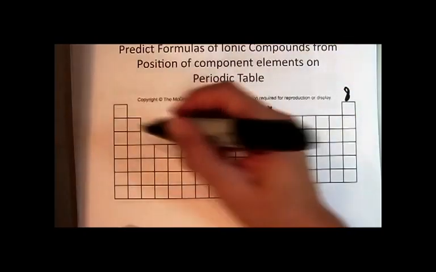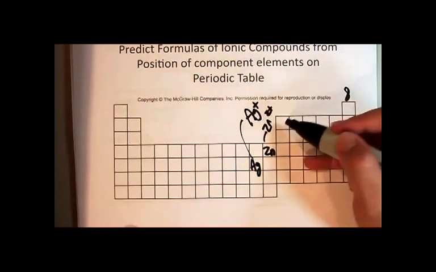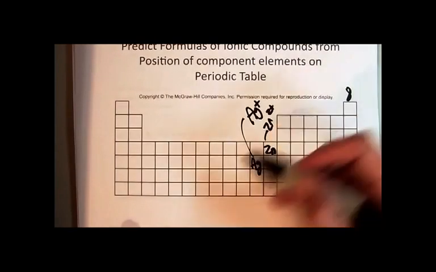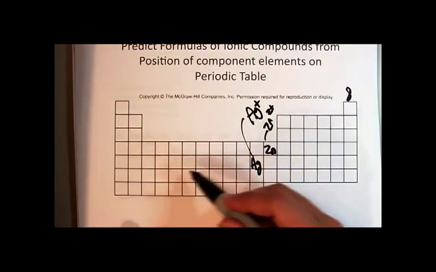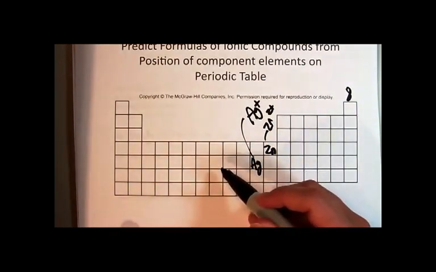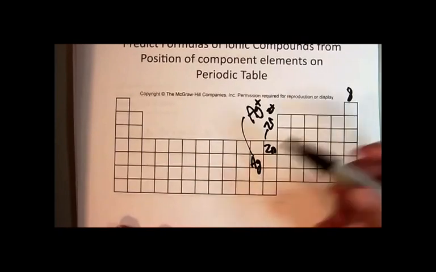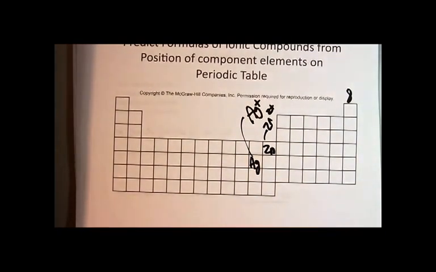All the other metals from groups 1, 2, and 3, you can predict. The rest of the transition metals, we'll have to use a Roman numeral to decide. And as you work through your worksheets, this will become more clear. Okay, one more thing here.